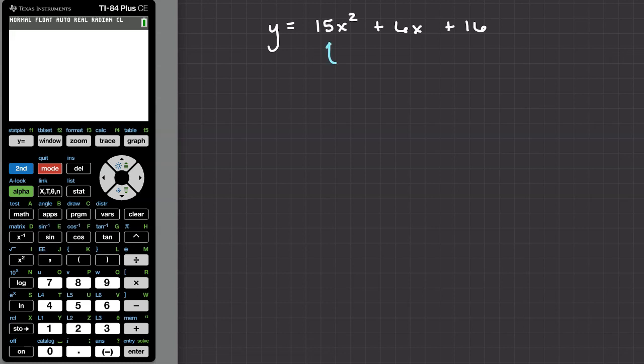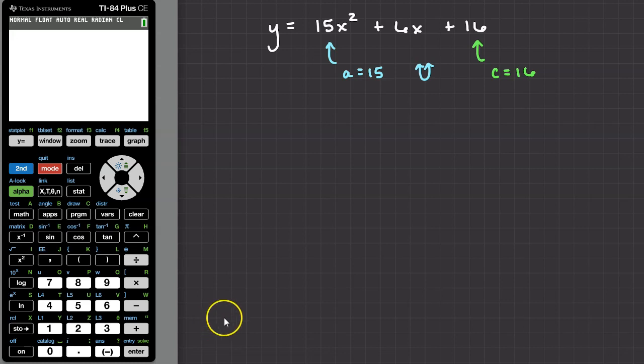Since our function is in standard form, we can see that our a value is positive 15. In other words, this parabola is going to open upwards, and it's going to be a bit more narrow than the parent function x squared. Next, we see that our constant term is positive 16. This means that the y-intercept of this parabola will occur at the value y equals 16.